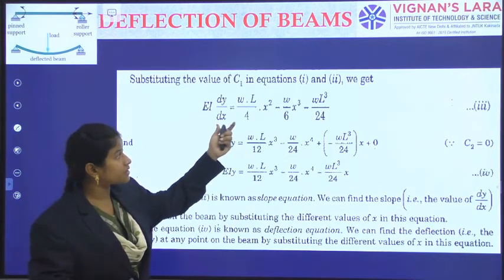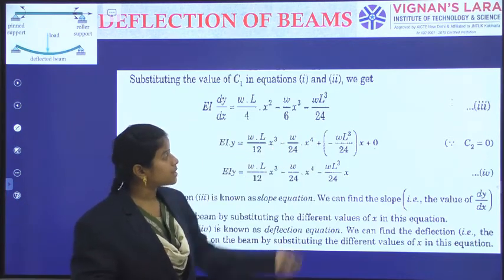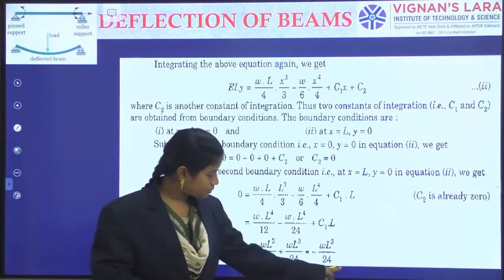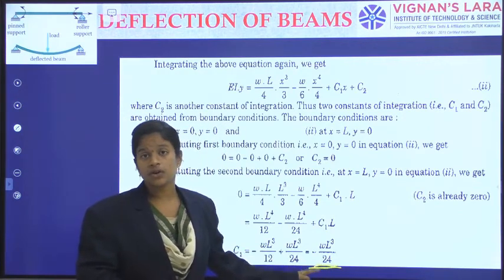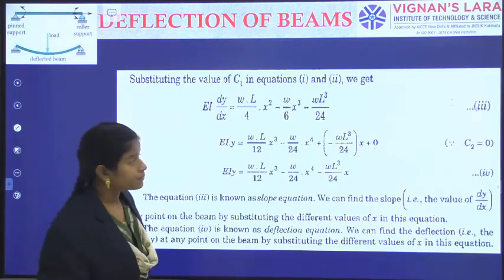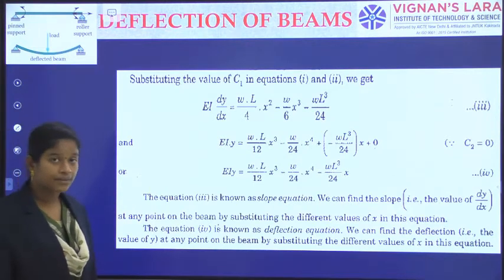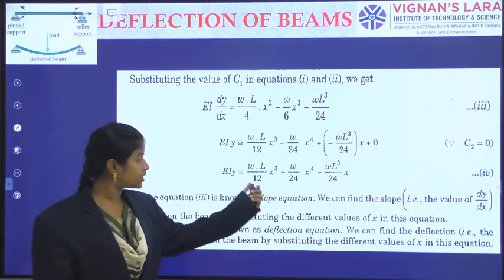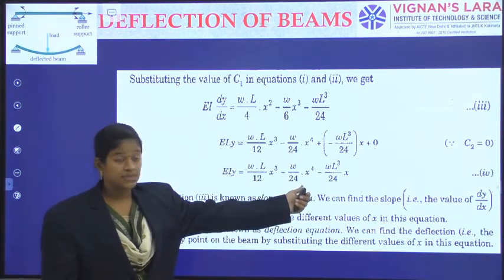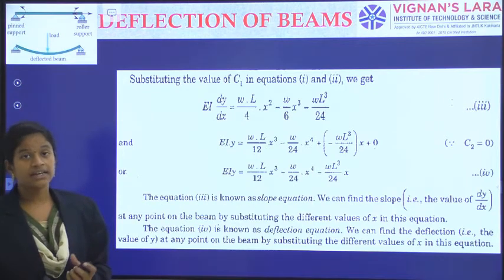So from the slope equation I can write like this: wl by 4 into x square minus w by 6 into x cube minus wl cube by 24. See here, minus wl cube by 24 is the final output of the c1 constant we have got, and c2 I have got as 0. Now from the deflection equation, substituting c1 and c2 at a time, I have got EI into y is equal to wl by 12 x cube minus w by 24 x power 4 minus wl cube by 24 x. So in this way we have got the slope equation and deflection equation.